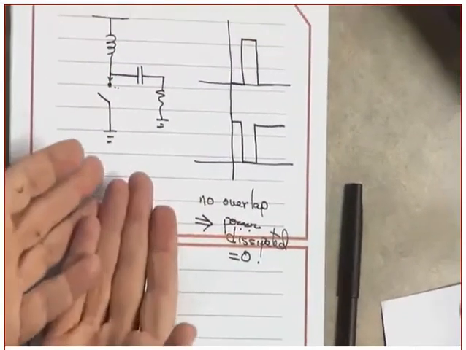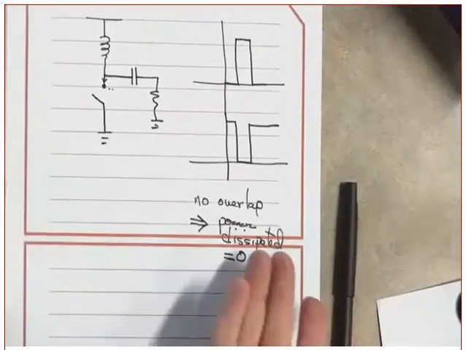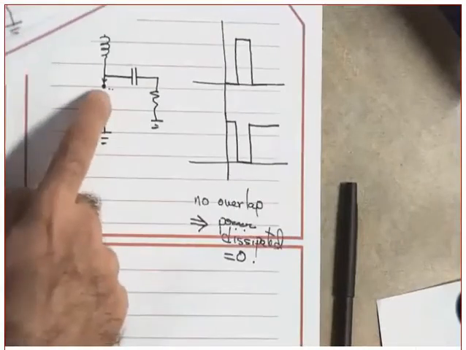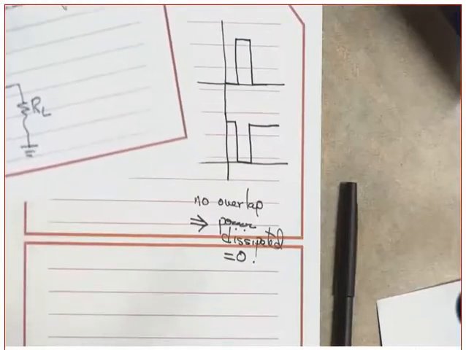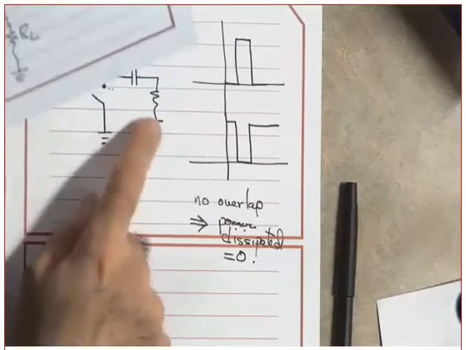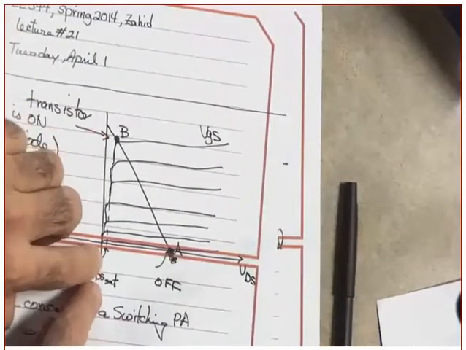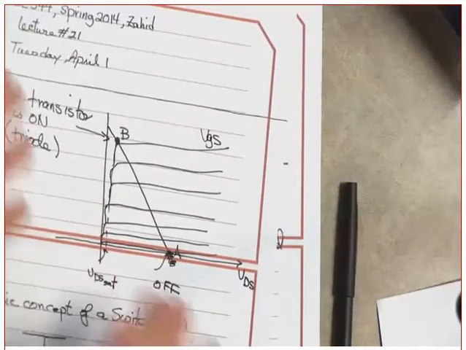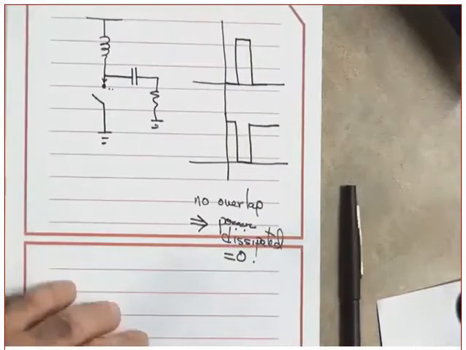But what assumptions am I making here? The first assumption is that the resistance of the switch when on is equal to zero. But it's not equal to zero. I am assuming that the voltage across the transistor is zero when on, but in reality it's not zero, it's VDS saturation. A lot of assumptions we are making just to see the idea behind it.